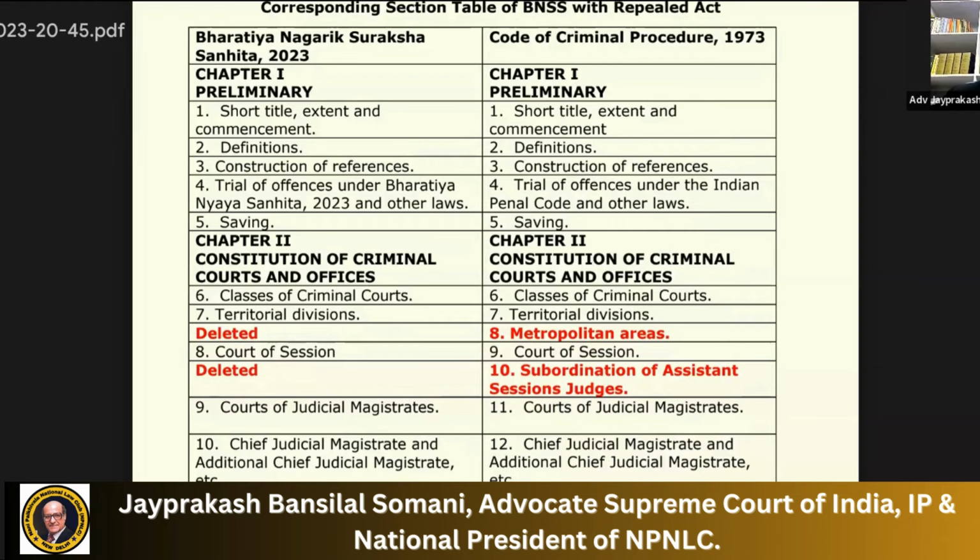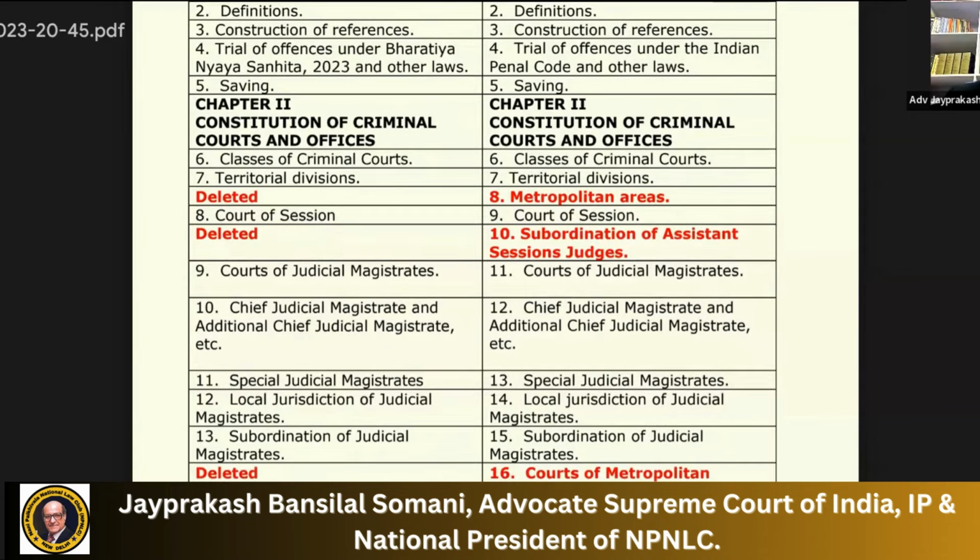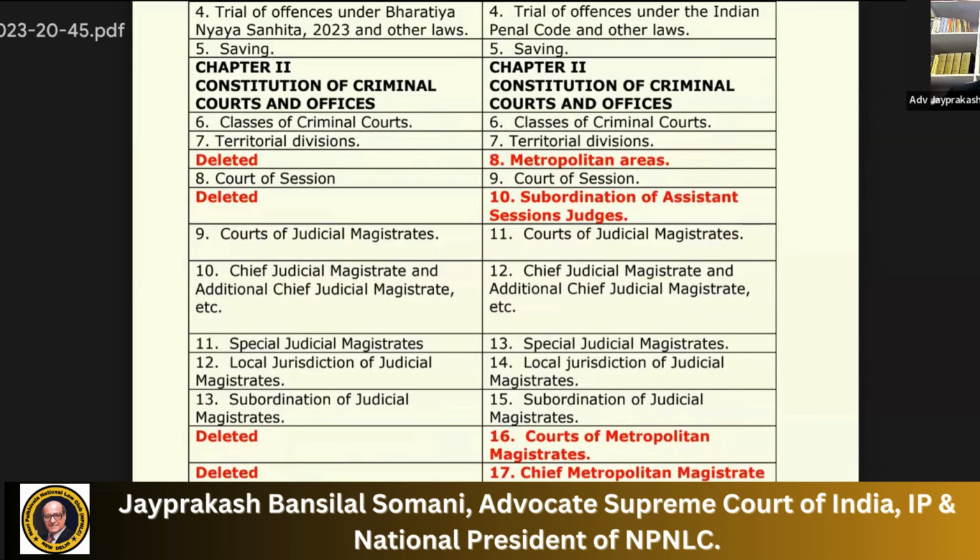Section 5, savings. Chapter 2, constitution of criminal courts and offices. Section 6, classes of criminal courts. Section 7, territorial divisions. Section 8 in CrPC was metropolitan area, so metropolitan areas are deleted now. Section 8 of BNSS is the court of session.